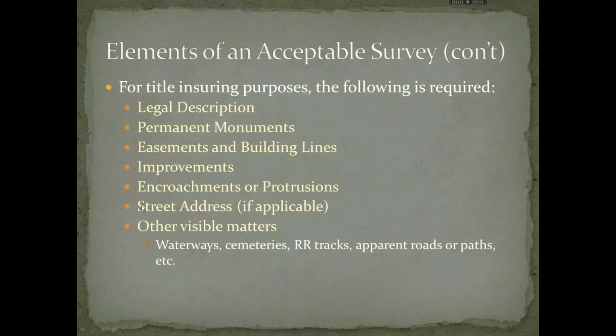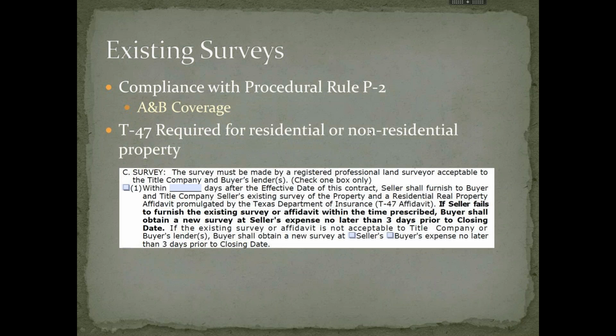And again, if there are other visible matters, those also need to be disclosed on the survey, such as waterways, cemeteries, railroad tracks, apparent roads or paths. I'll tell you that these are probably a little more common on farm and ranch style deals or commercial deals, but it can apply to residential real property as well. So again, if there are other visible matters, they need to be disclosed on the survey.